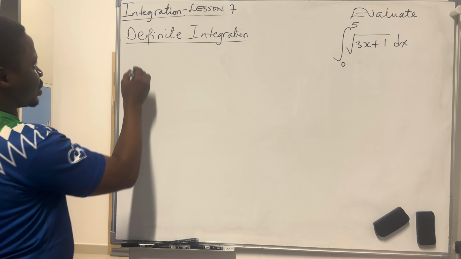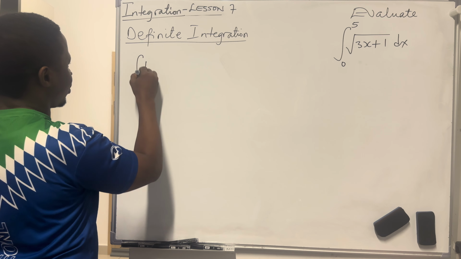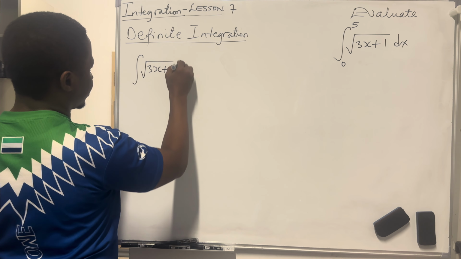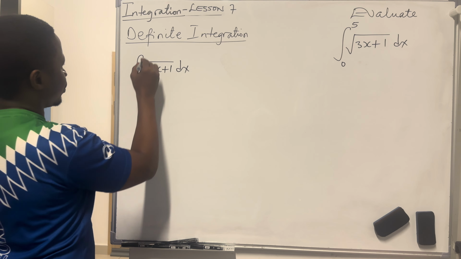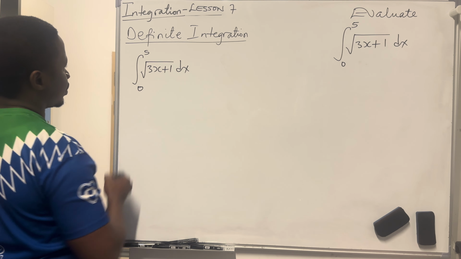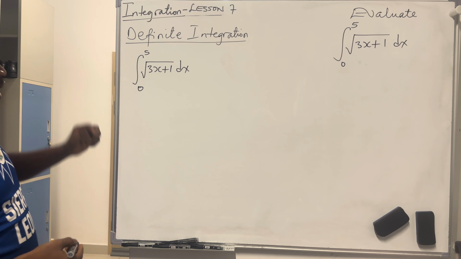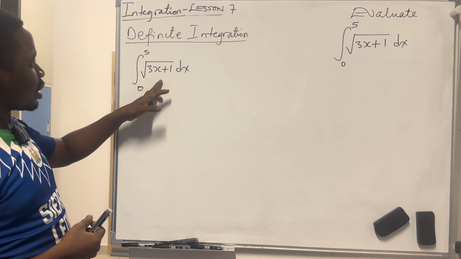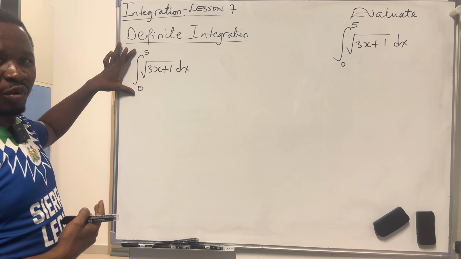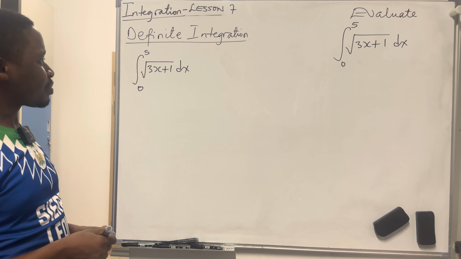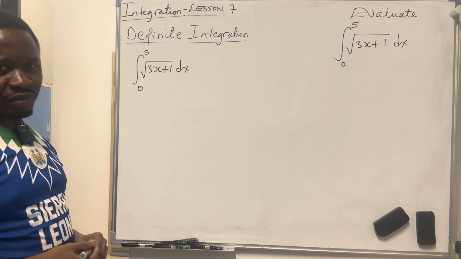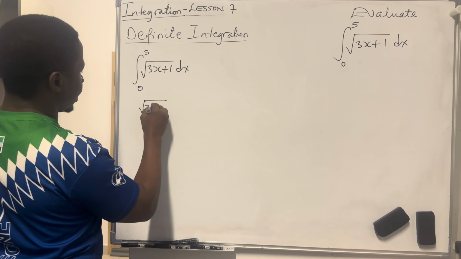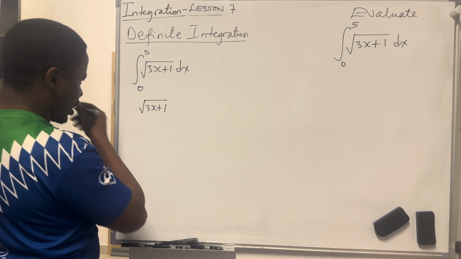So what we do is, first of all, the question says the integral of root 3x plus 1 dx from 0 to 5. Whether it is a definite or indefinite integral, you first need to integrate the function that you are given. That is what? Root 3x plus 1.